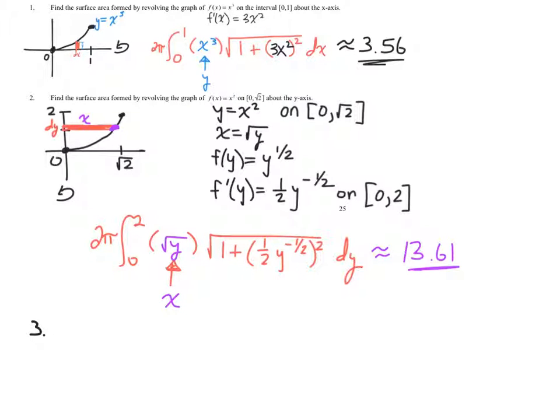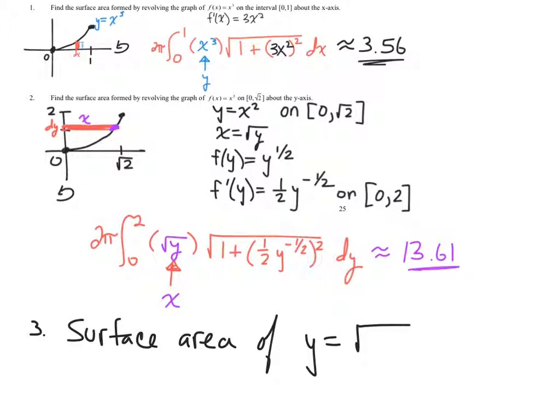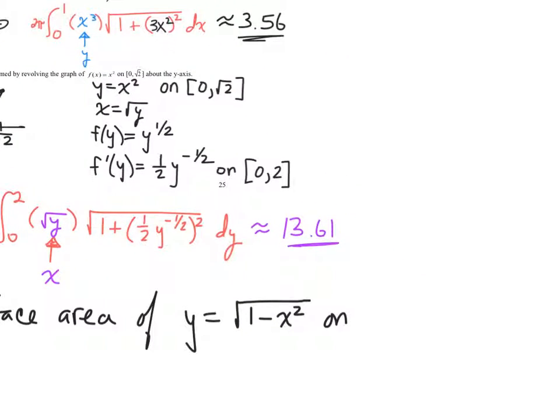Just want to make sure I get it right. Yeah. All right, so surface area of y equals the square root of 1 minus x squared on the interval of -1 to 1. Yeah, -1 to 1.